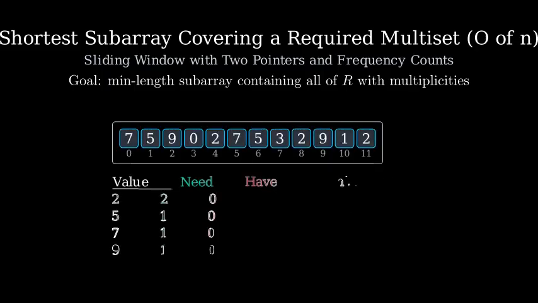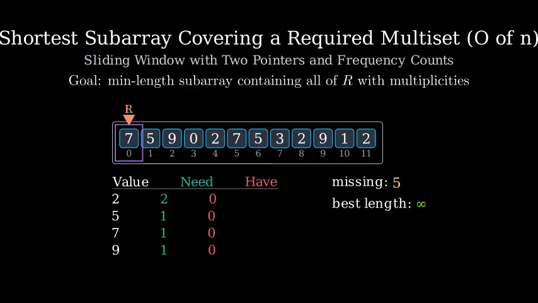Here is the array on one row as little boxes, with index labels below. Underneath, a compact table shows, for each required value, the number we need, and how many we currently have in our window. The missing counter starts at the total required count. We'll move 2 pointers left and right, and a purple rectangle shows the current window.